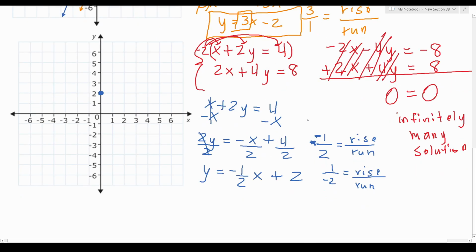All right, so let's go ahead and graph this. This says go down 1 and to the right 2. So down 1 to the right 2, repeated. This says go up 1 and to the left 2. So up 1 to the left 2, up 1 to the left 2, and that is our line right there. So let's go ahead and plot it accordingly.